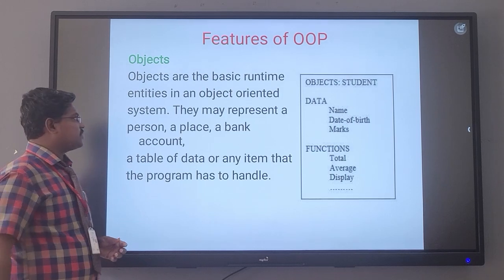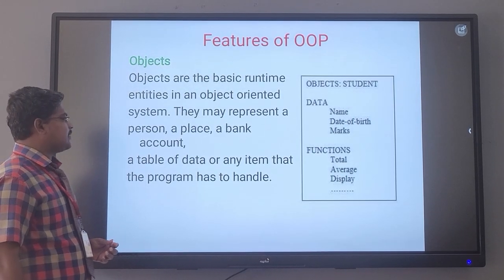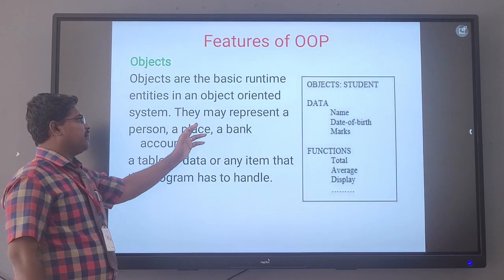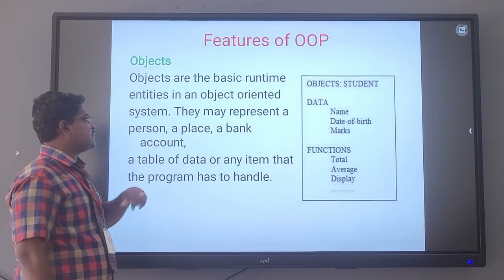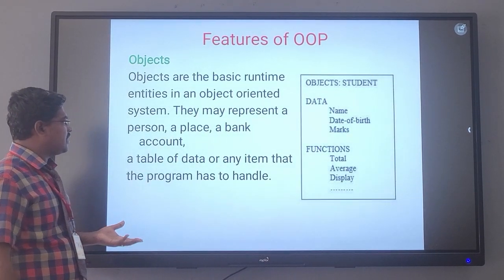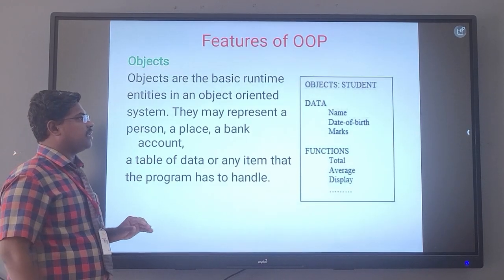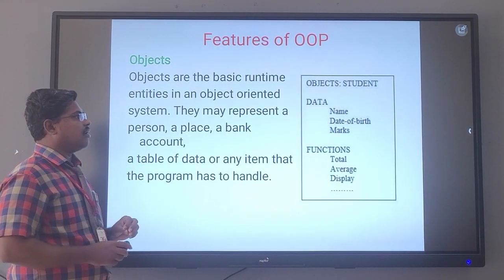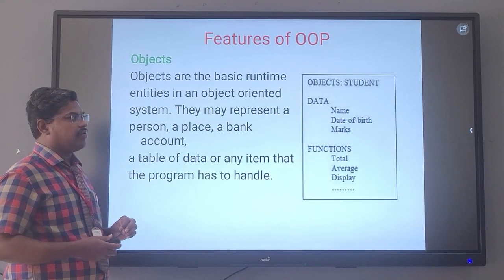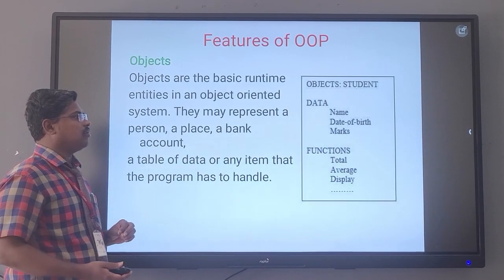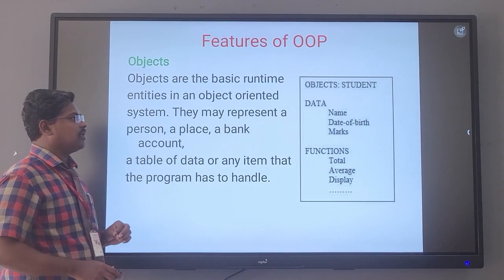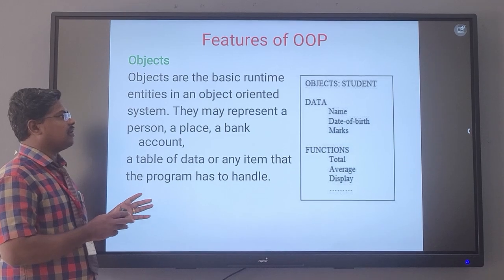The next one, see the example. The object may be represented as a person or bank or place, whatever it may be. You can fix the relevant data to the particular object, and through that data, what type of processing is going to be implemented in the particular program. These are the things we call the object.